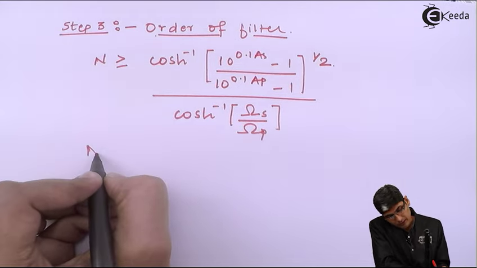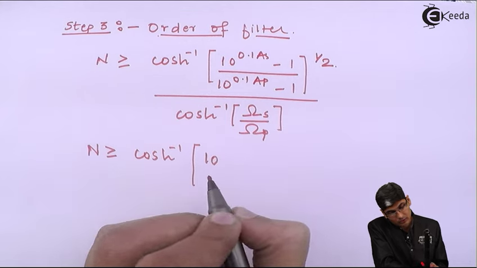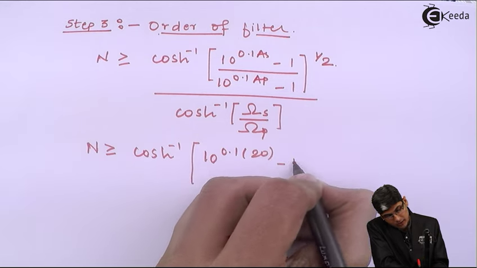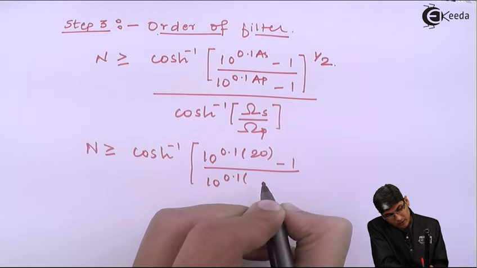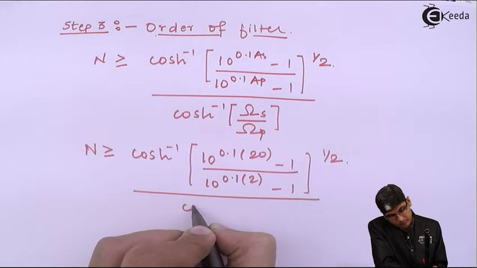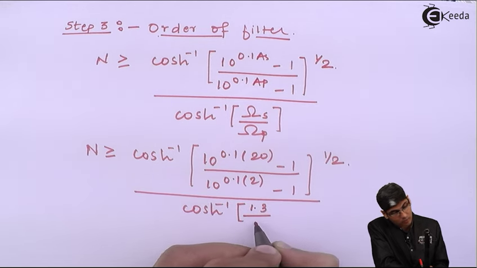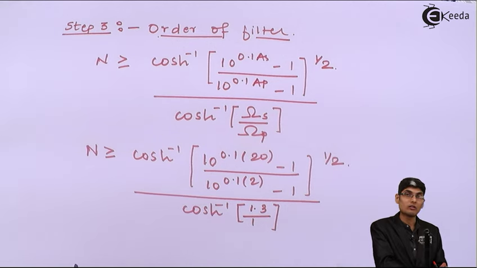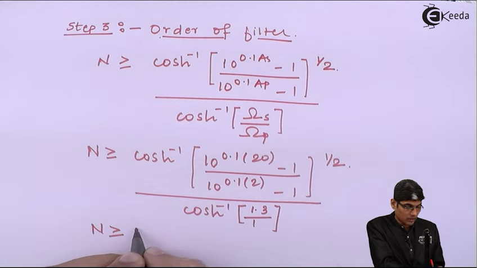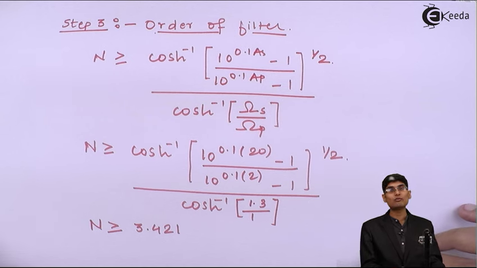Okay, let us substitute the value. N will be then greater than equal to cos inverse of 10 raised to 0.1 AS is 20 dB, so 20 minus 1 divided by 10 raised to 0.1 into 2 minus 1 the whole raised to 1 by 2 divided by cos inverse of omega S is 1.3 radians and omega P is 1 radian. Okay, therefore N will be greater than equal to, this solution will come as 3.421.